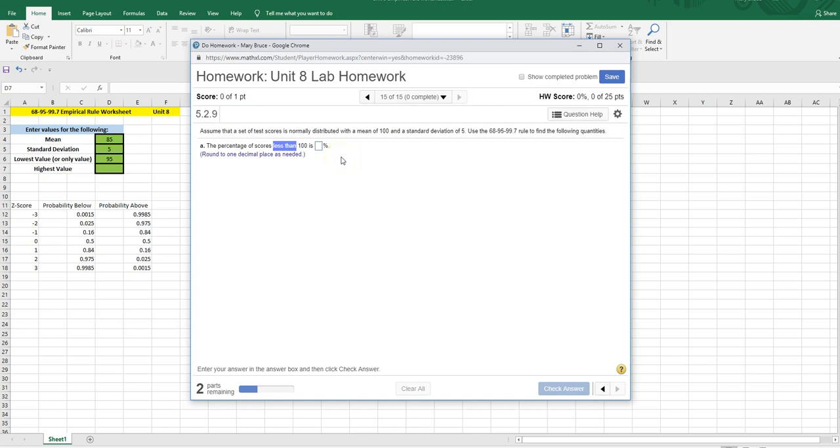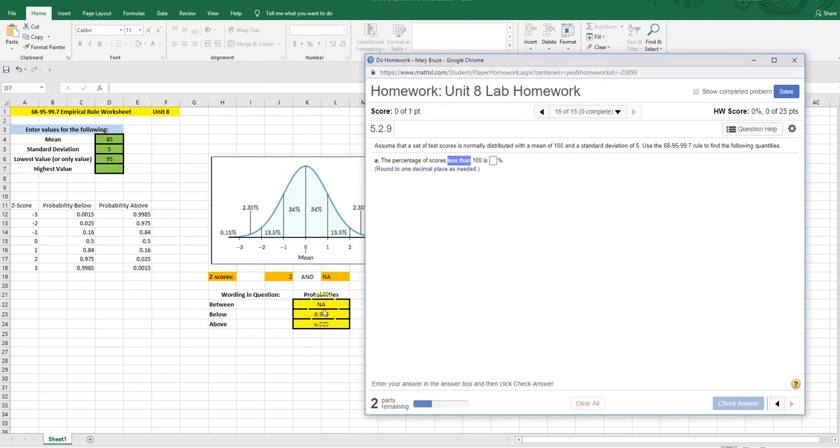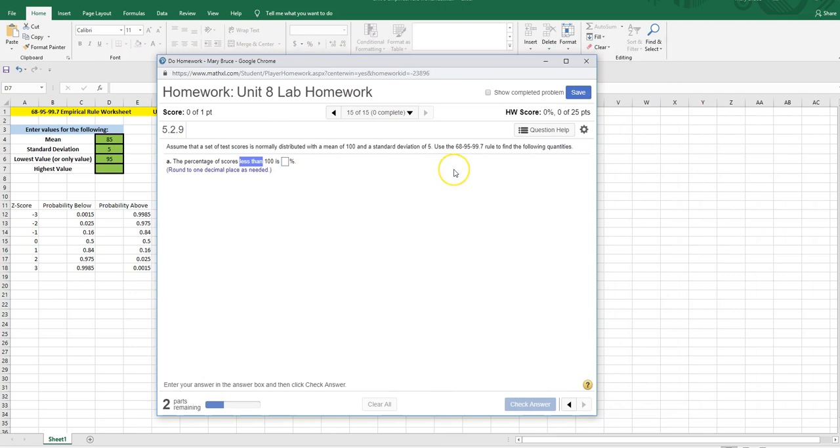Now, there are multiple parts to that question. So as you skip down, you would get more questions similar to this, although some may say above, some may say in between. And if it says in between, they're going to give you two values. So you would make sure you put the lowest value in this third green box and the highest value in that box. And then the program would go ahead and calculate what's in between. So it's easy to use the worksheet if you want to.